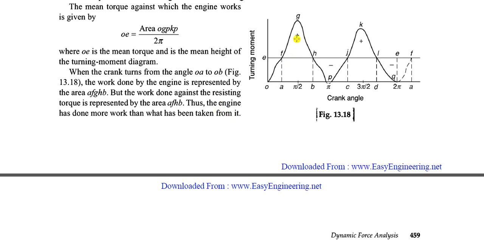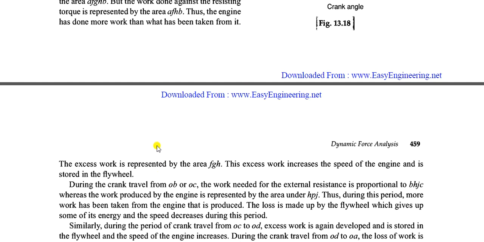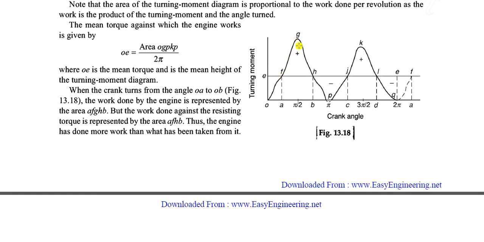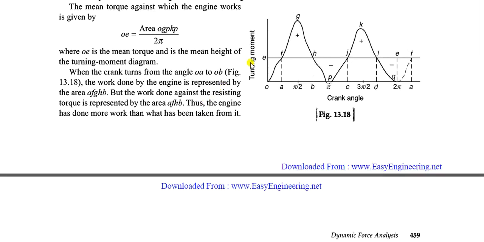So this extra energy, or power, because torque or turning moment will give you power only, will be stored in the engine. So the excess work is represented by the area FGH. This excess work increases the speed of the engine and is stored in the flywheel. So now it has stored this energy in the flywheel.